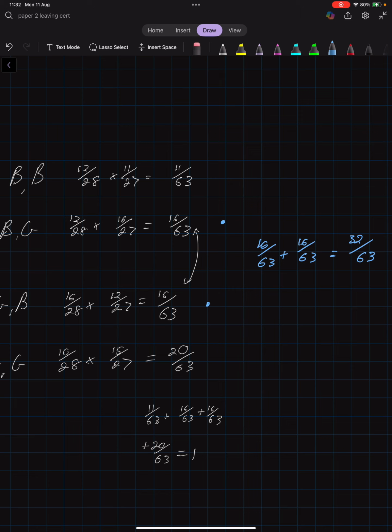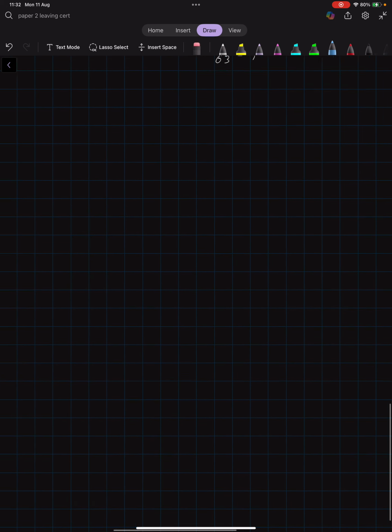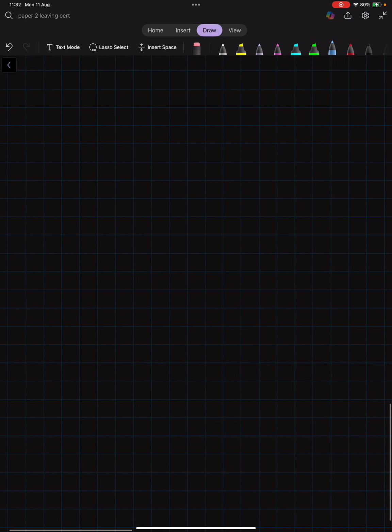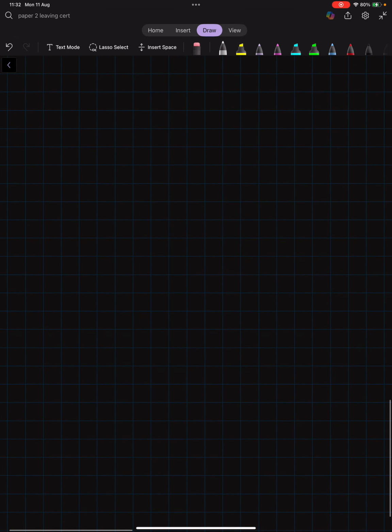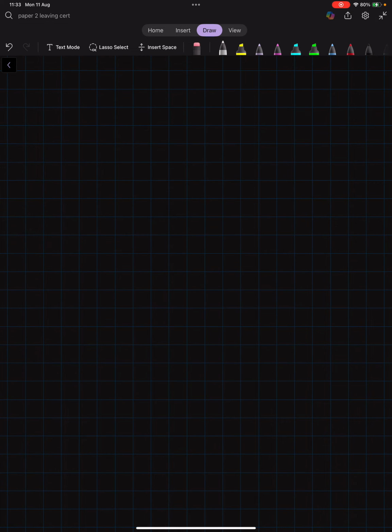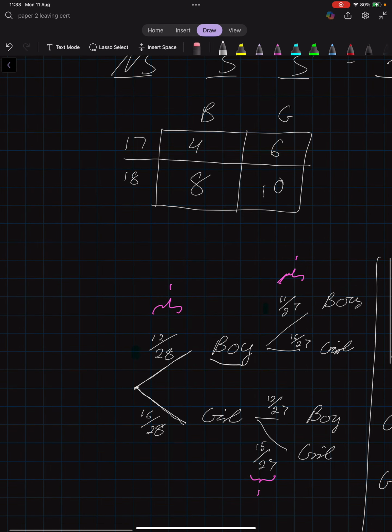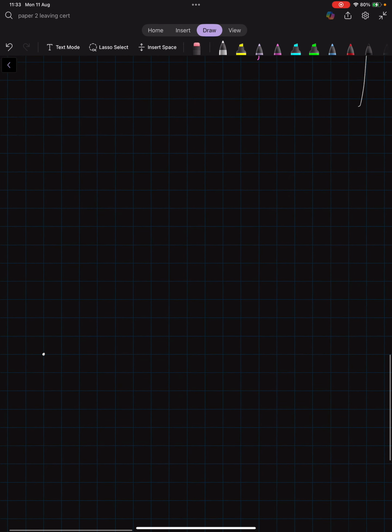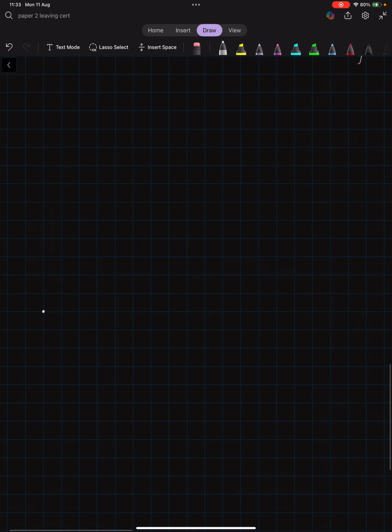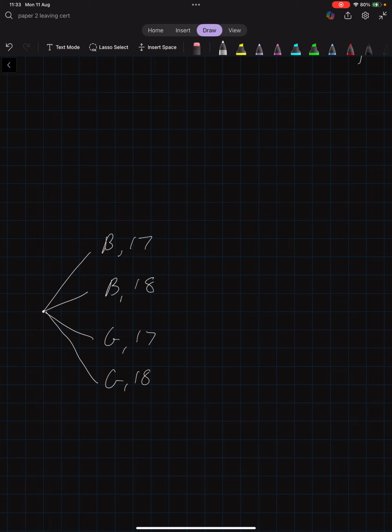So now, in your probability tree, what you do is, as we did before, you have 4 outcomes because you care about the age. Here we couldn't care less what the age was, but now we do care about the age. So you can have 17, 18, boy, girl. So you can have boy 17, boy 18, girl 17, and girl 18. Like that.